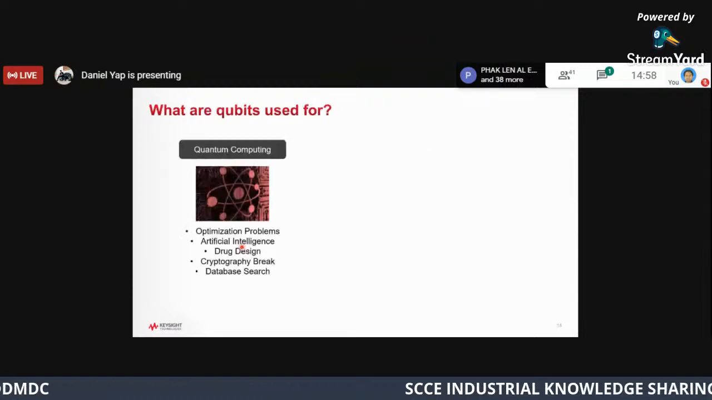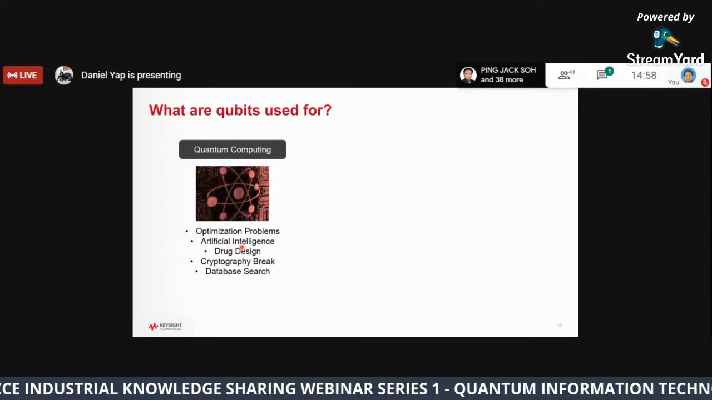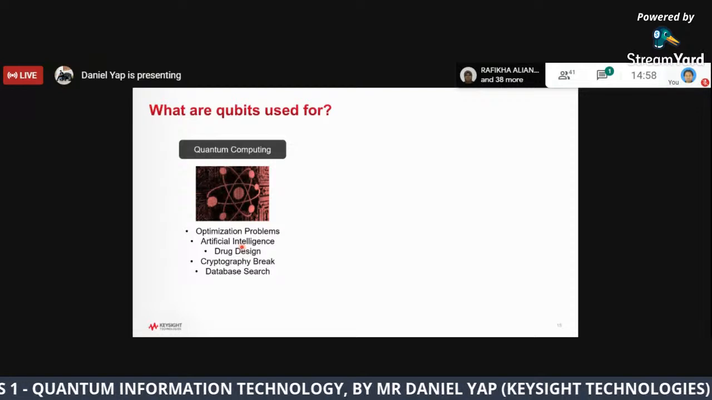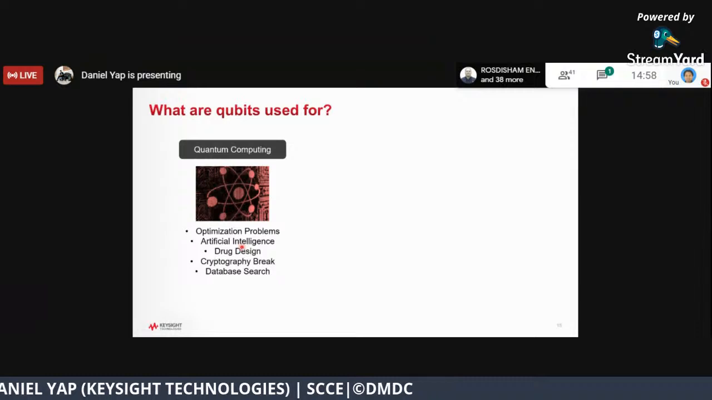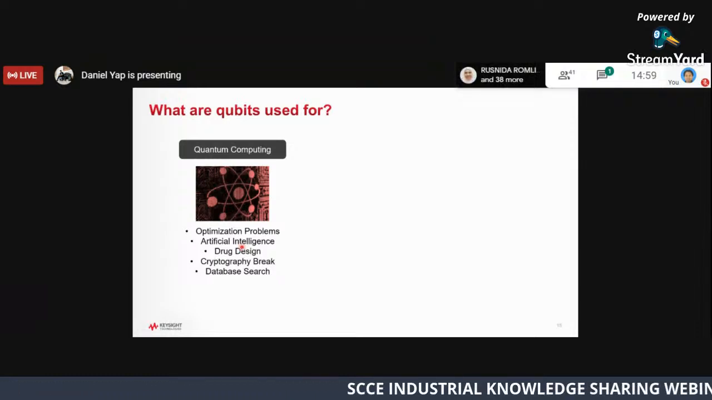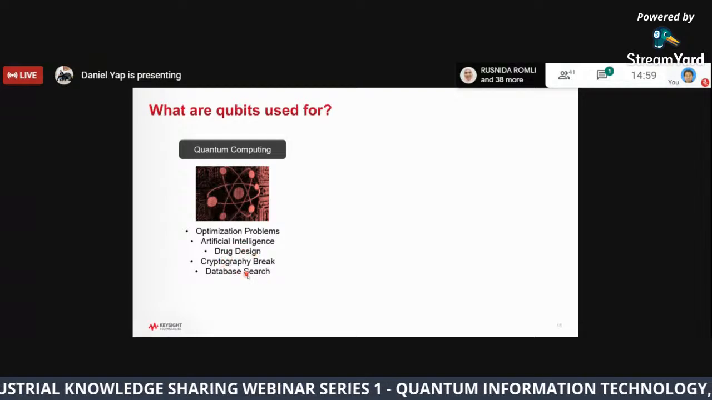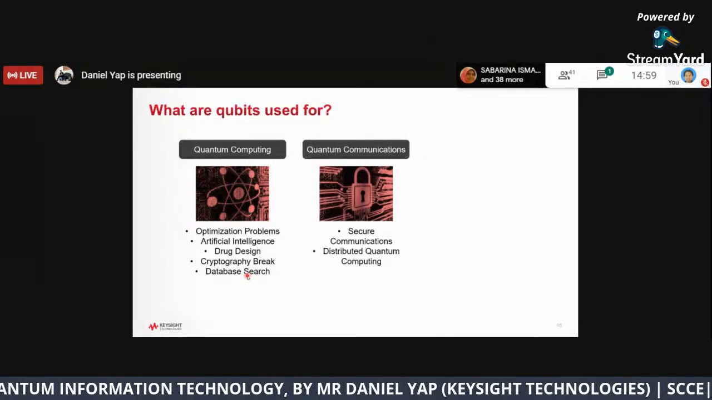So what are qubits used for? Well, quantum computing, that's the first one. It uses quantum mechanical phenomena such as superposition and entanglement to perform computation. A quantum computer uses qubits for, of course, qubit computation. So you can see that these are all very specific applications.